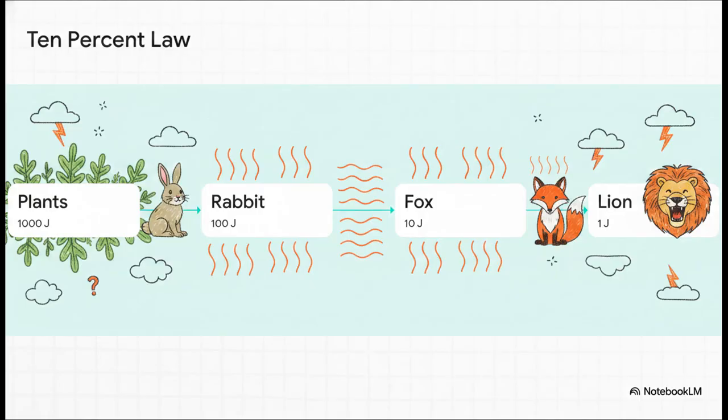And this brilliantly illustrates the 10% law of ecological efficiency. Just look at how fast the energy plummets. We start out with plants at 1,000 joules, but the rabbit only gets 100, the fox gets 10, and the apex predator at the top, the lion, gets a mere 1 joule. Why does that happen? Well, it's all thanks to the second law of thermodynamics. Whenever energy is transferred, a massive chunk of it is lost as heat. Mostly because that rabbit and fox are burning it off just running around trying to survive. Ultimately, only about 10% actually makes it up to the next level.